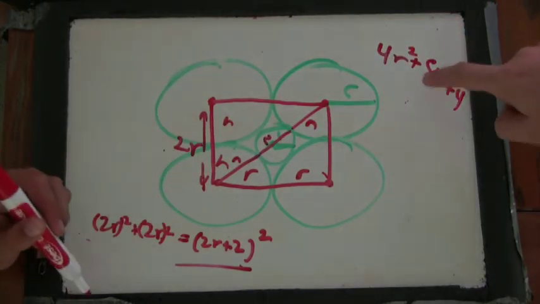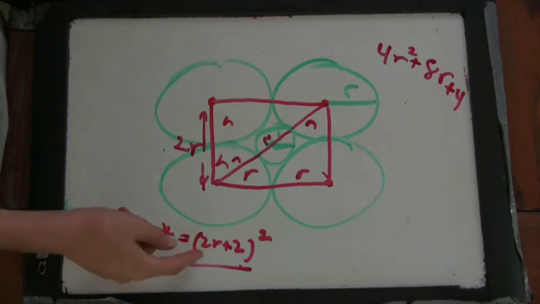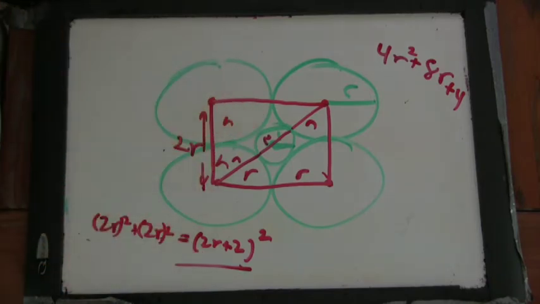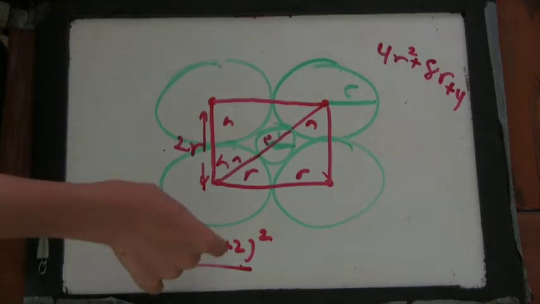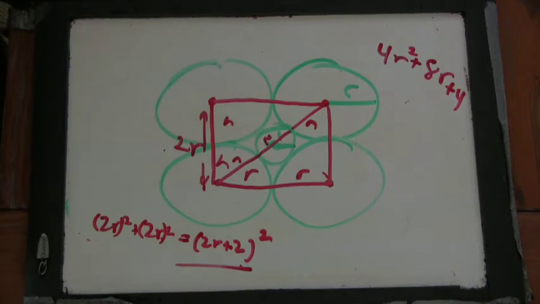Okay, how did your brother figure that out? Well, so we have 2r plus 2 squared. So we have 2r times 2r. That's 4r squared. Alright. And we have 2r times 2, that's 4r. And then again, that's 8r. And then plus 4, 2 times 2. Alright. So 4r squared plus 8r plus 4.